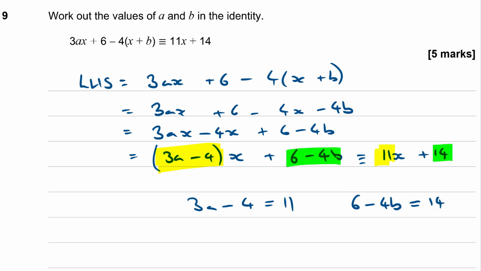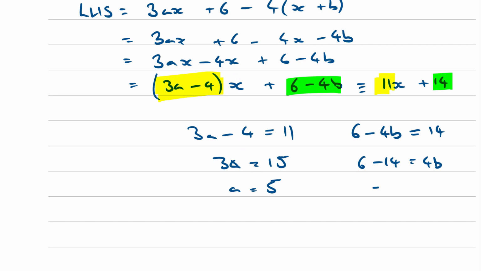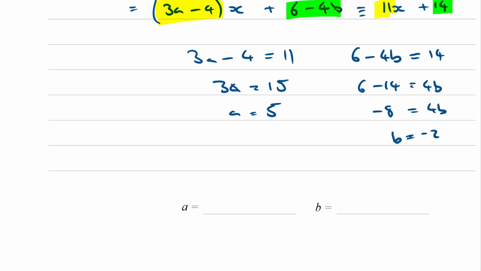Well, they're each linear equations, so I can solve both and find a and then b, can't I? So 3a is equal to 15, making a equal to 5. And 6 minus 14 equals 4b, so minus 8 equals 4b, making b equal to minus 2. So b is minus 2 and a is 5.